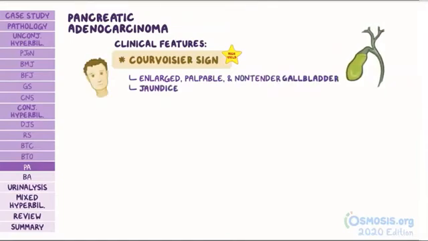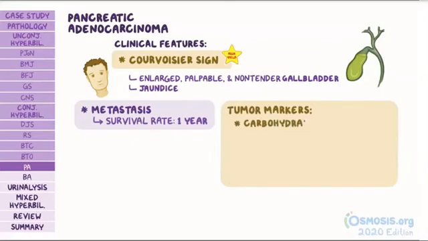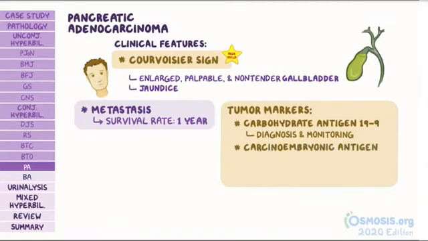It's important to note that at the time of presentation, these individuals typically have metastasis. Therefore, their average survival rate is 1 year after diagnosis. A frequently tested fact is that tumor markers associated with pancreatic adenocarcinoma are carbohydrate antigen 19-9, which is used for diagnosis and monitoring of pancreatic adenocarcinoma, and carcinoembryonic antigen, which is less specific since it's also seen in individuals with colorectal, breast, lung, and thyroid cancers.